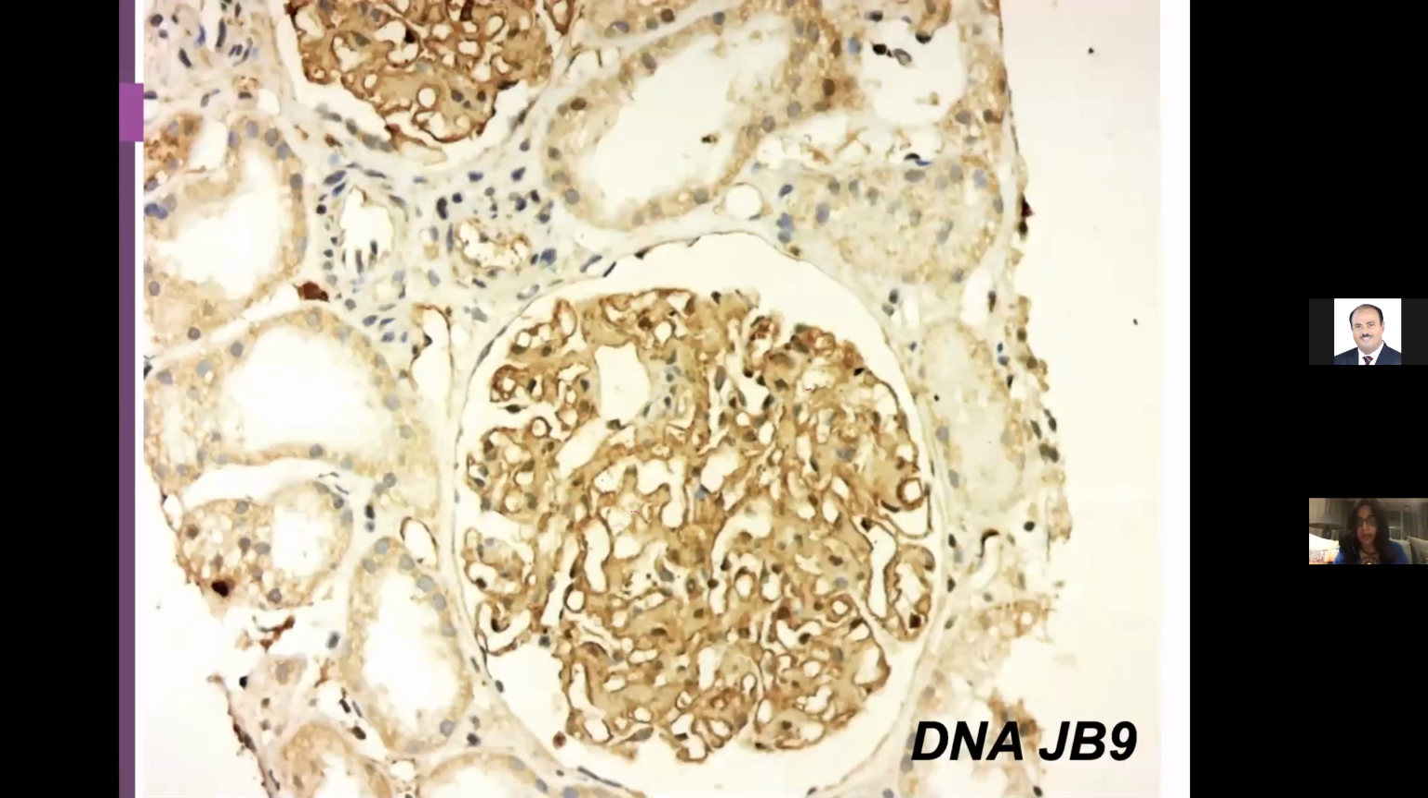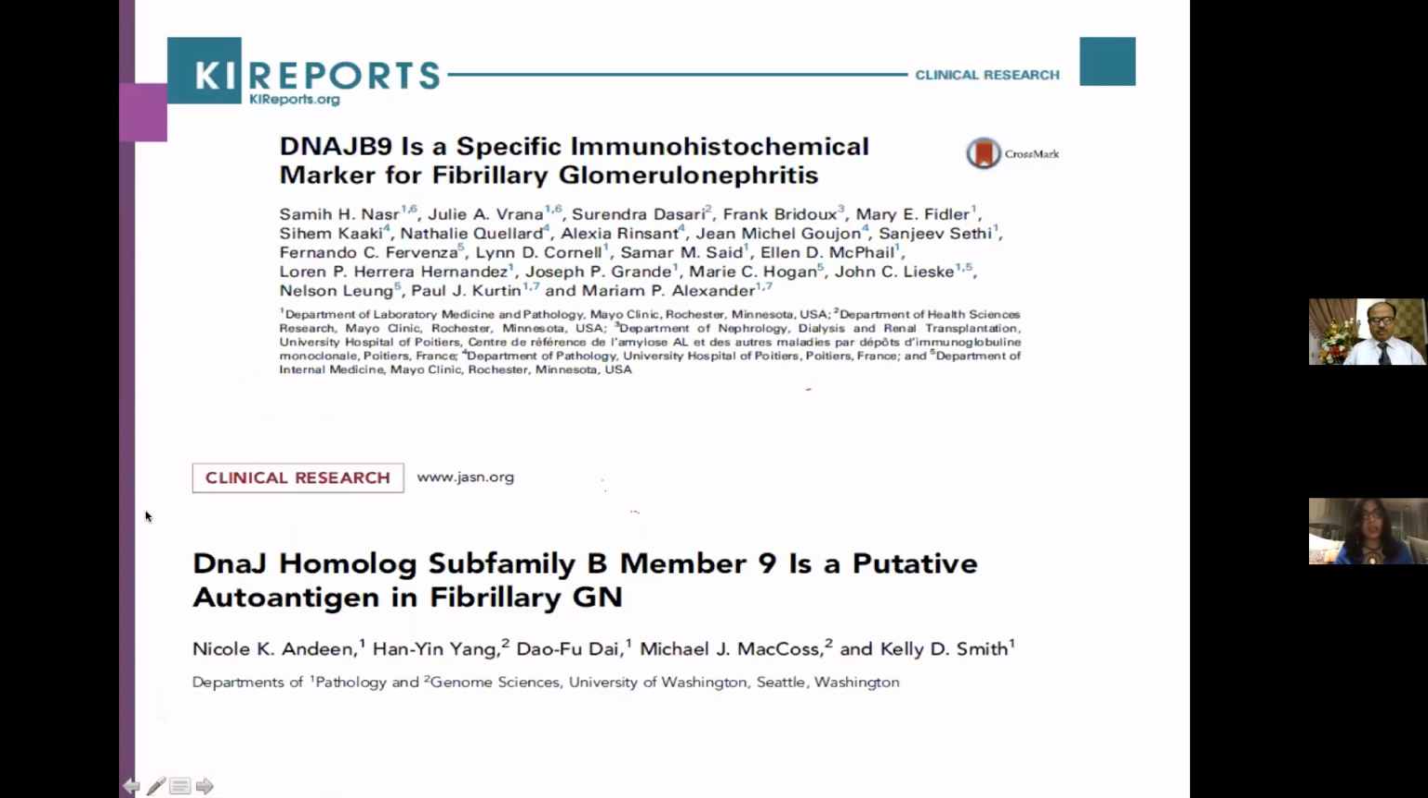Strongly positive. This is a new immunohistochemical marker, and you see it stained all the mesangium, and the segments of the glomerular basement membranes were positive and everything else was negative. What's DNAJB9? DNAJB9 is a very recently described, specific immunohistochemical marker for fibrillary glomerulonephritis.